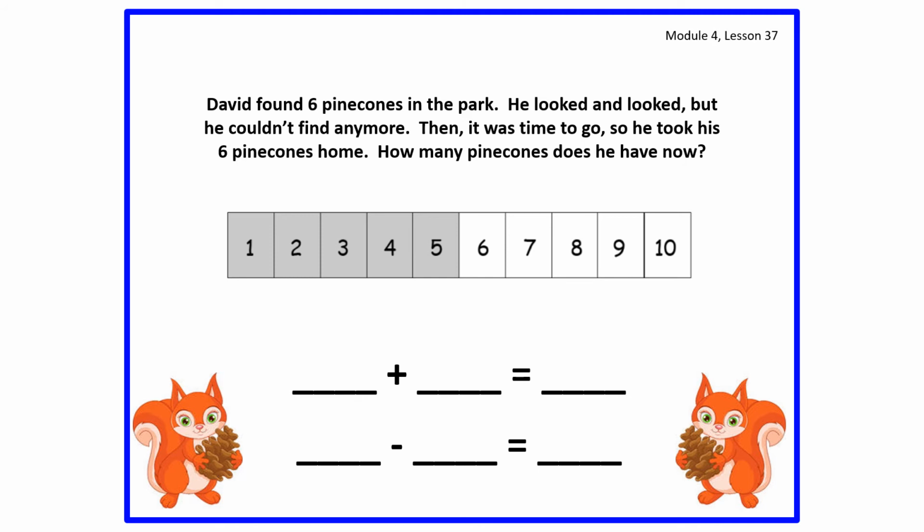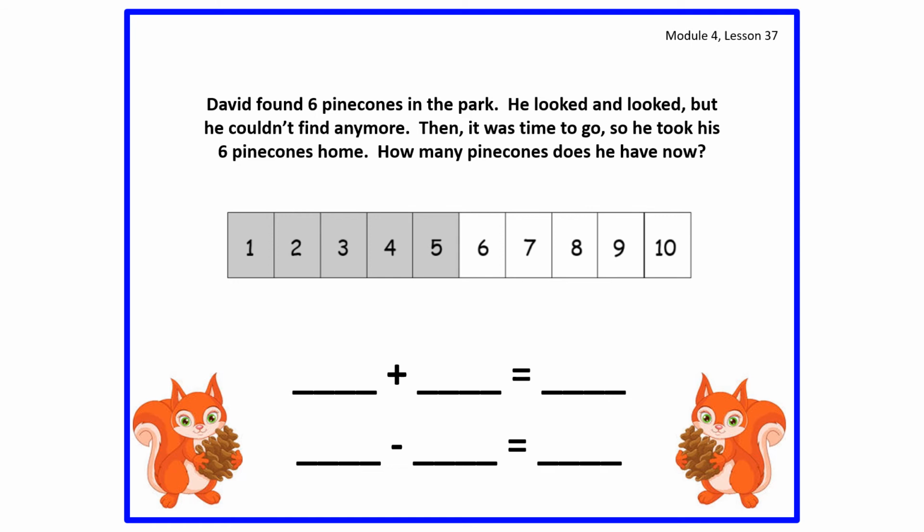Okay, so now we're going to add addition and subtraction. Let's take a look at our story. David found 6 pine cones in the park. So how many pine cones did he find? 6. Perfect. He looked and looked, but he couldn't find any more. That's all he could find. How many? 6. That's right. Then it was time to go home, so he took his 6 pine cones home. How many pine cones does he have now?